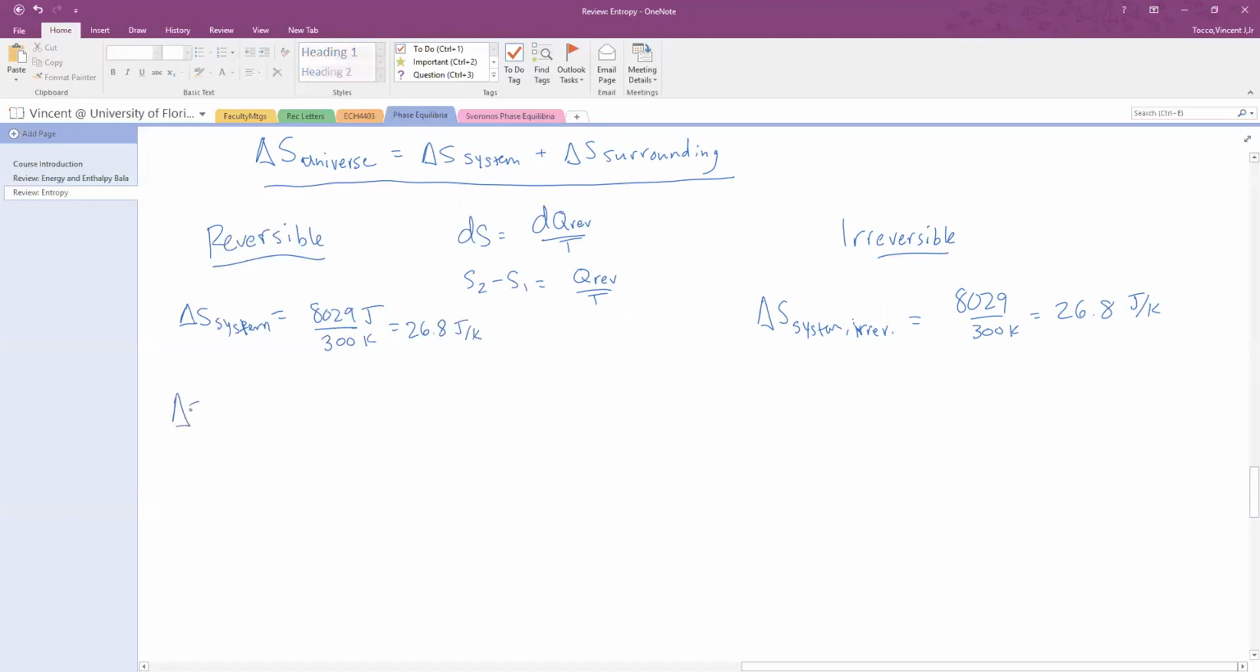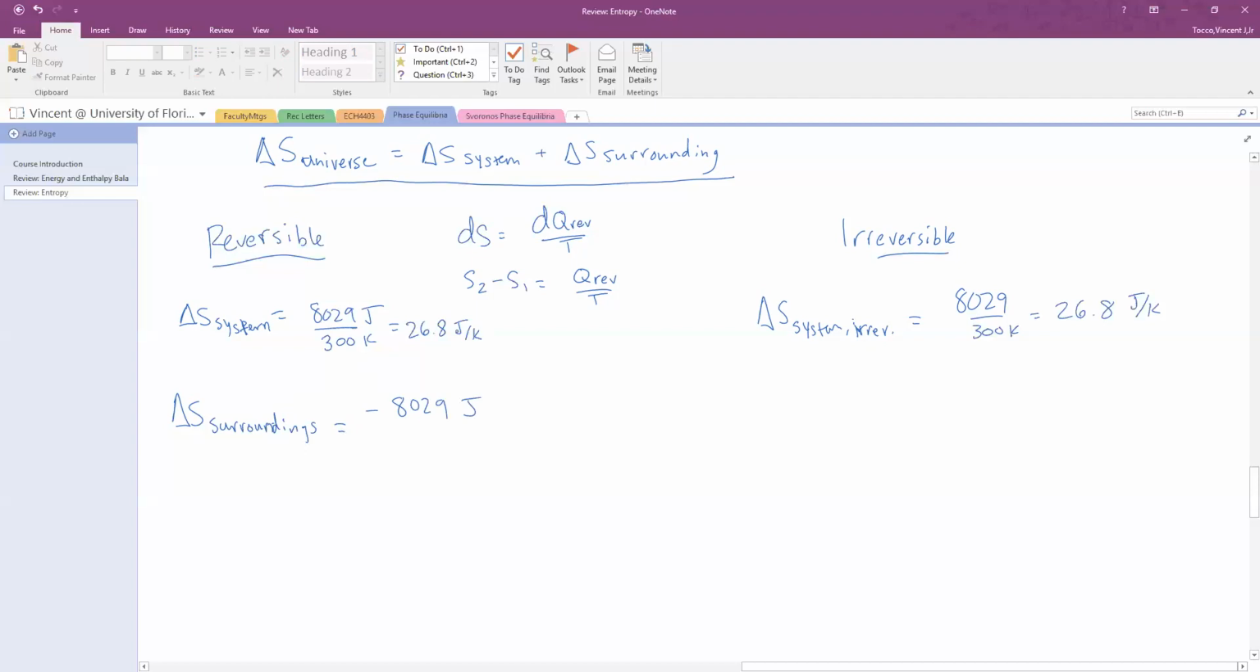Let's say that delta S for the surroundings in the reversible case. If you think about how much energy the system gained, that all has to come from the surroundings. So if we think about the system from the perspective of the surroundings, sorry, this is getting confusing. You have to analyze the surroundings. So now instead of being the surroundings, let's analyze the surroundings as the system. So the Q that is lost by the surroundings is equal to the Q that is gained by the system. Right, so delta S surroundings is going to be negative 8,029 joules.